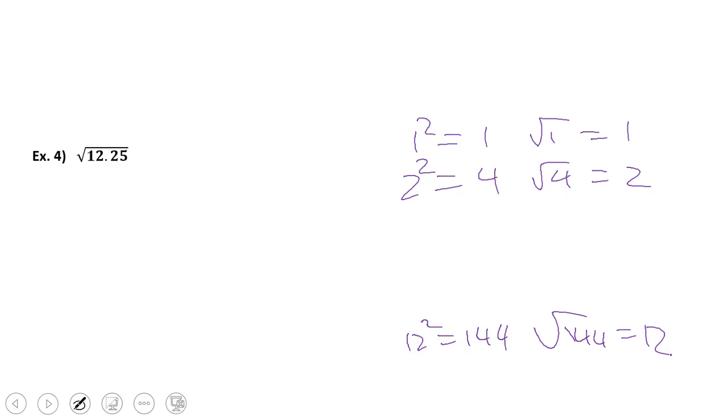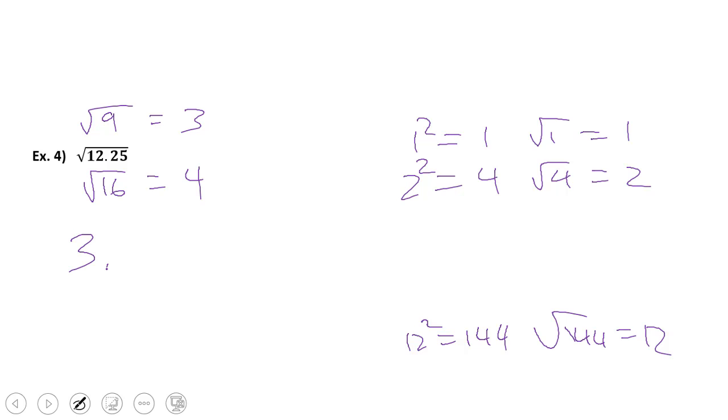You should have all those memorized. All right. So if you have all those memorized, then you're looking at this number and you say, hey, the square root of 12.25. Well, you recognize that has to be somewhere between the square root of 9, which is 3, and the square root of 16, which is 4. So the answer, because 12.25 falls between 9 and 16, has to be 3 point something.